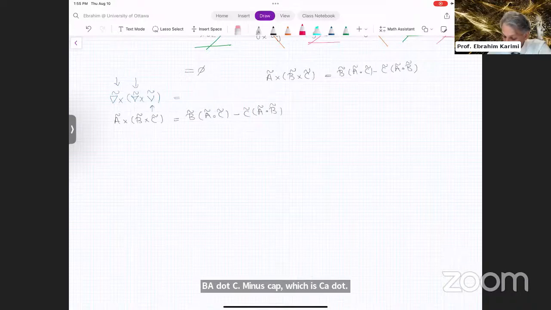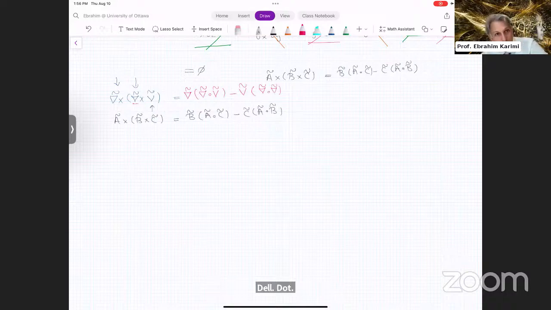Let's do the same. B is nabla, so it will be nabla acting on the BAC term, A dot C, which will be dot V, minus CAB, which is V, del dot del.